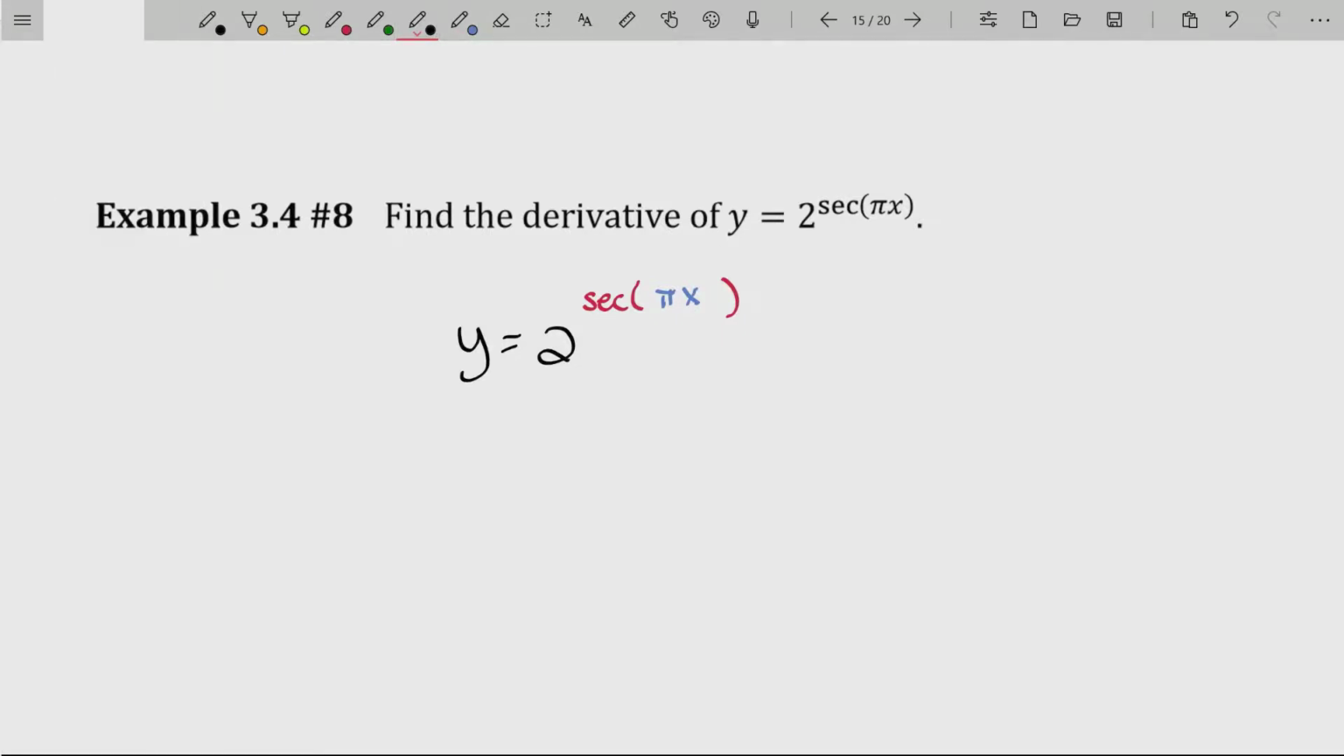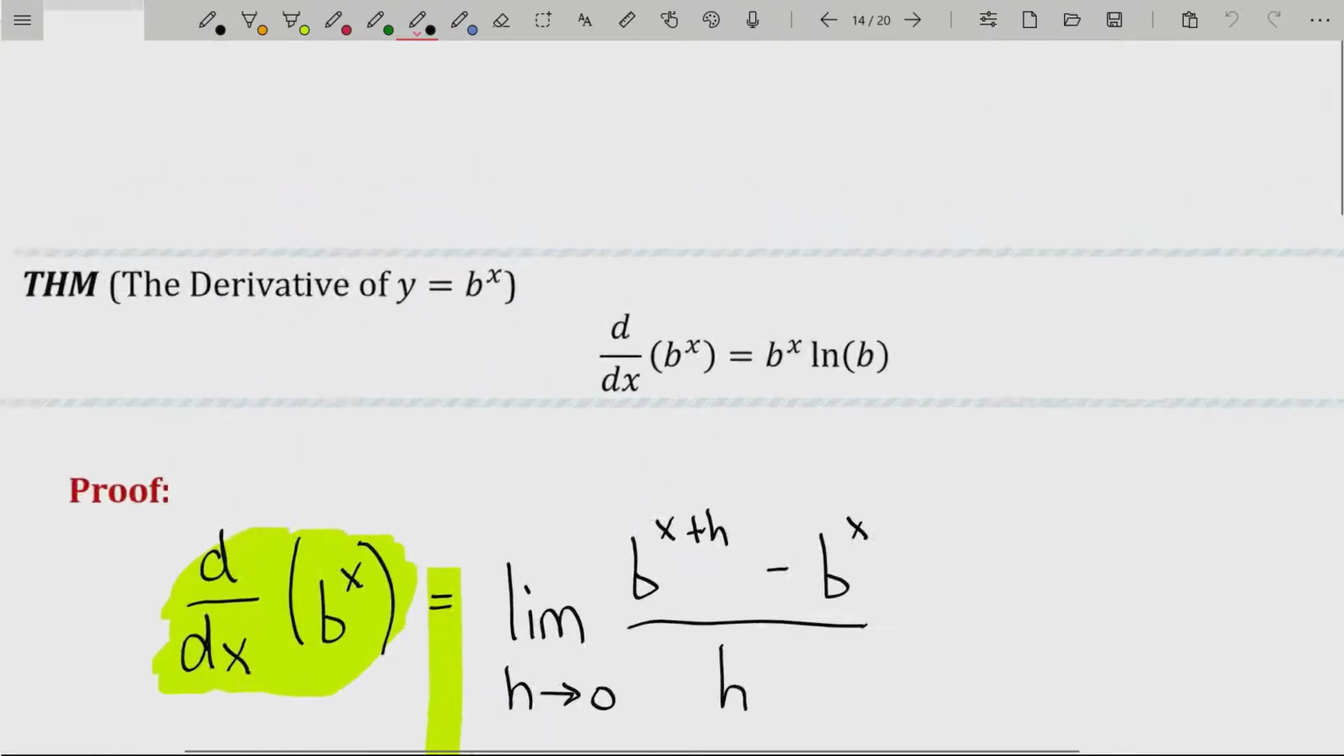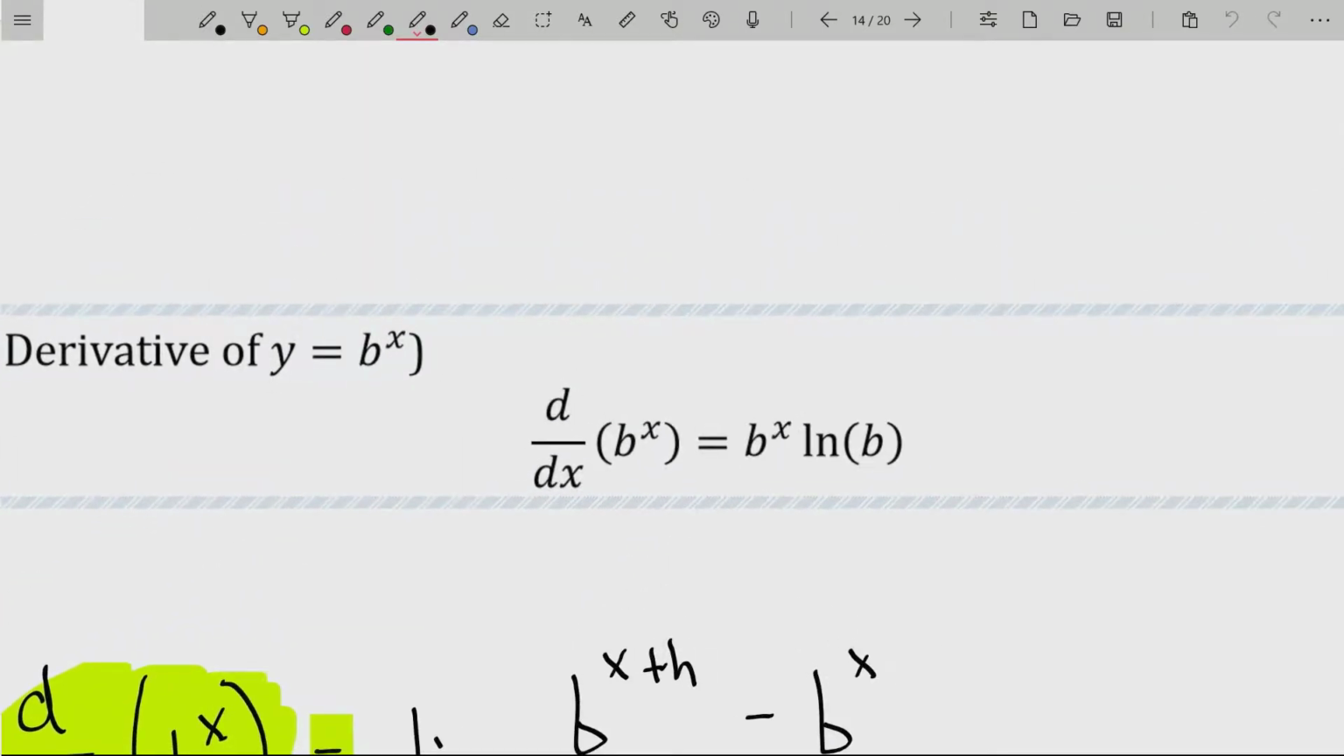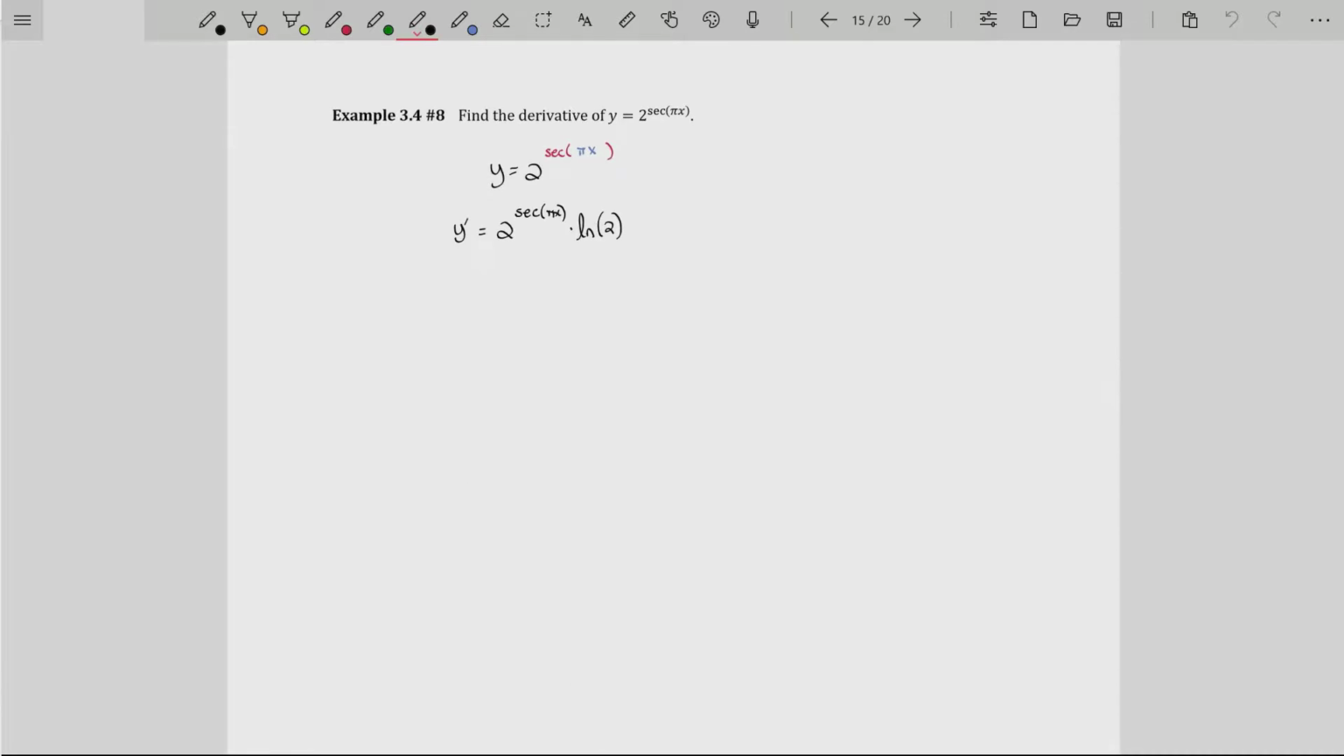All right, so let's go ahead and do this. So y prime is equal to, the derivative of 2 to a power is 2 to that very same power times the natural log of 2. Again, that's from this theorem right here. The derivative of 2 to the x is 2 to the x times natural log of 2. Of course, we're not dealing with x here. We're dealing with the chain rule, but still, same idea.